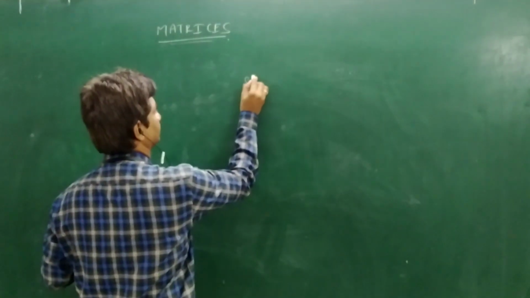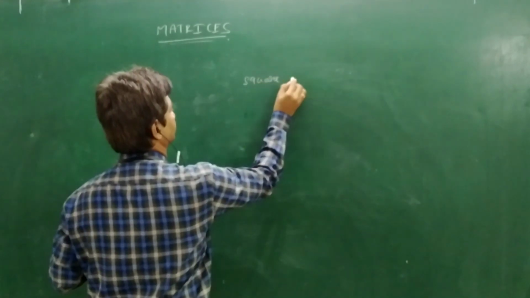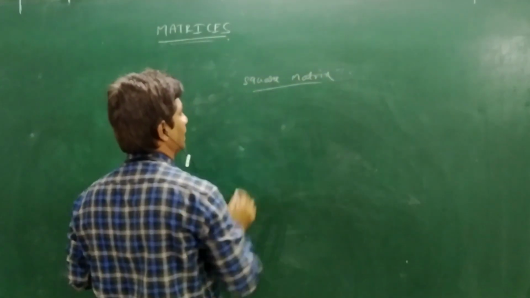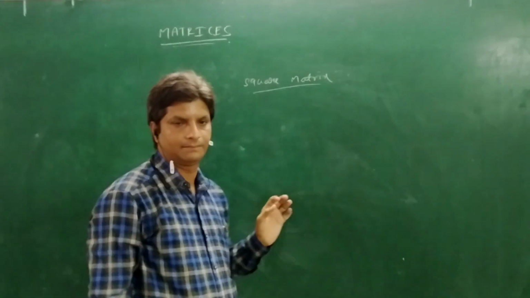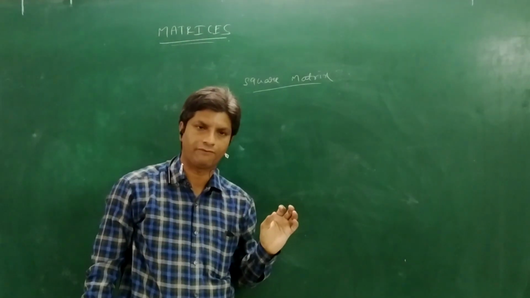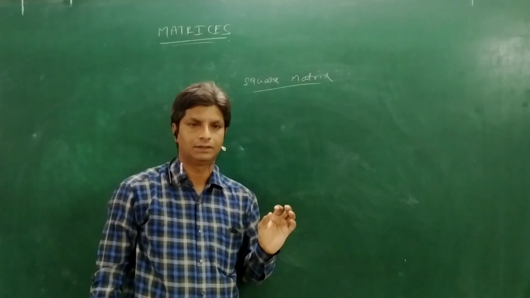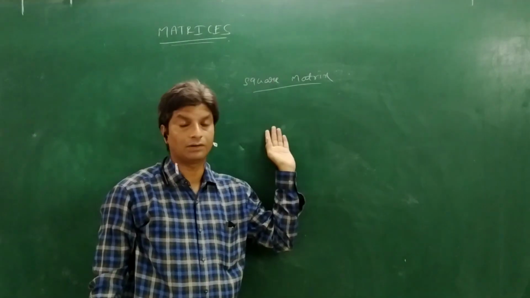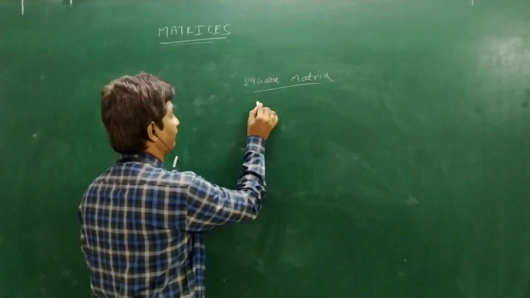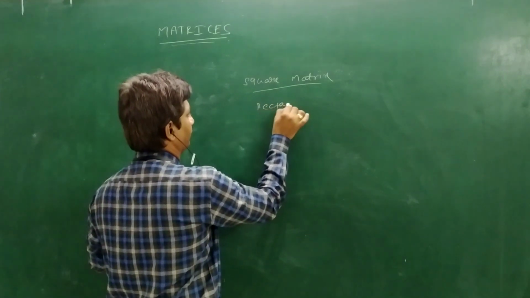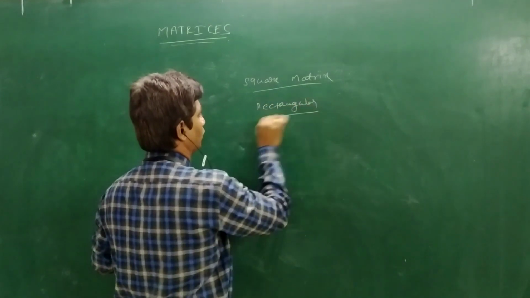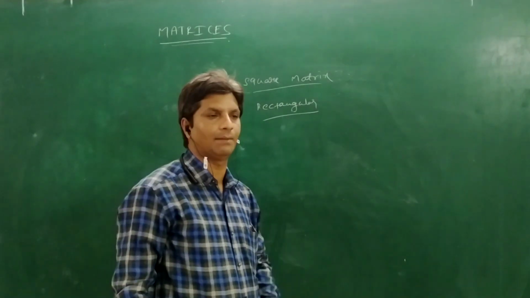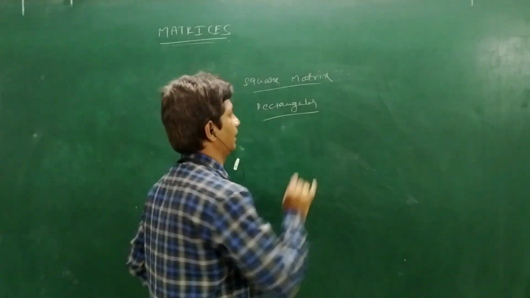Next, square matrix. If the number of rows is equal to the number of columns in a matrix, then the matrix is called a square matrix. Rectangular matrix. If the number of rows is not equal to the number of columns, then the matrix is called a rectangular matrix.